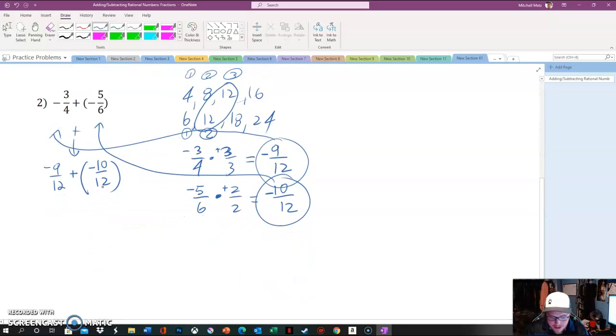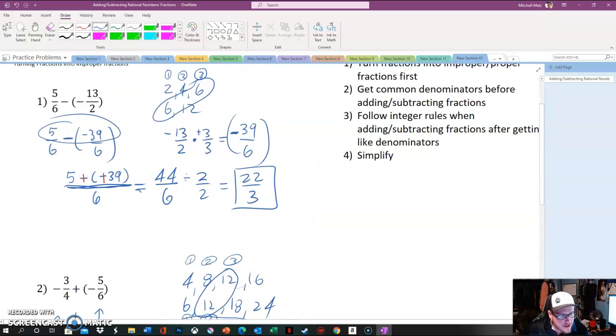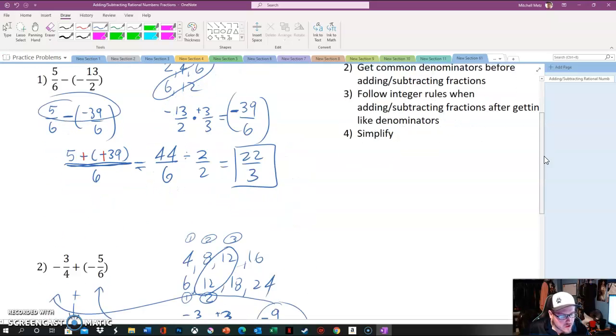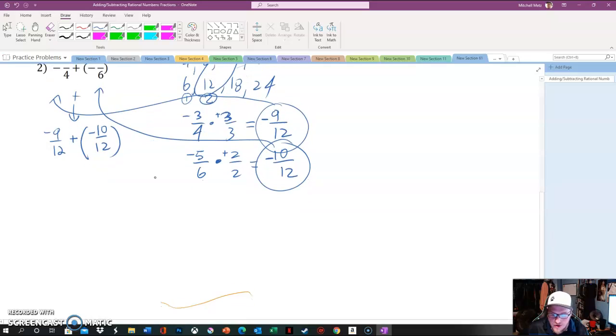So let's do the same thing we did above. We have now made a common denominator. Now we're going to follow the integer rules of adding and then simplify. So I'm going to remember again, I can just rewrite 12 and add everything on top. I'm going to give these signs to the top numbers. So that's going to be negative 9 plus, parentheses, negative 10. And now I just follow my integer rules. So if I remember, what is a negative 9 plus a negative 10? I'm just focusing on the top.